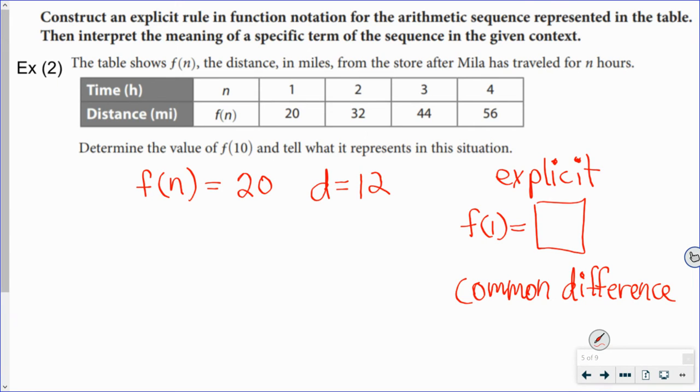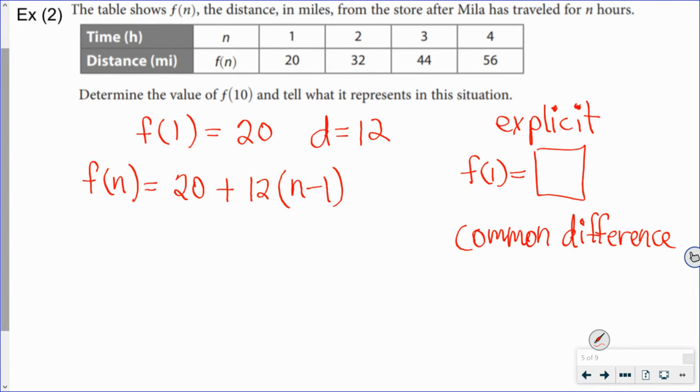All right, so f of 1, then, is 20. So to write an explicit formula, do you remember the deal? It's f of n equals the first term, which is 20, plus the common difference, which is 12, times n minus 1. That's the formula. It'll be given to you on the test, and it's in your notes. That's the general formula for the explicit formula. We did a bunch of that last week.